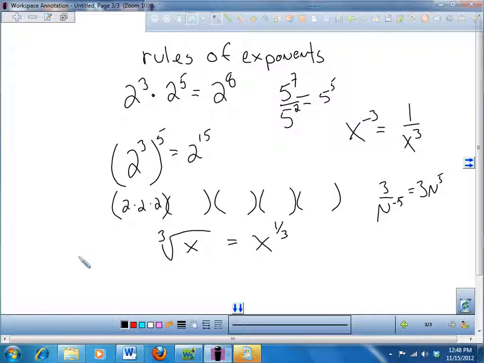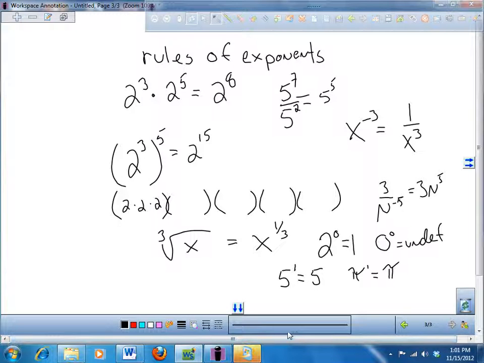And then a couple last things. Anything raised to the 0 is? Anything raised to the 0 is 1, except for 0 raised to the 0, and that is undefined, because you can't really raise 0 to the 0, okay? The math doesn't work. And anything raised to the 1, 5 to the 1 is? Not 1, 5. What's pi raised to the 1? Pi, okay? And so on. And that's about all you need to remember for rules of exponents.